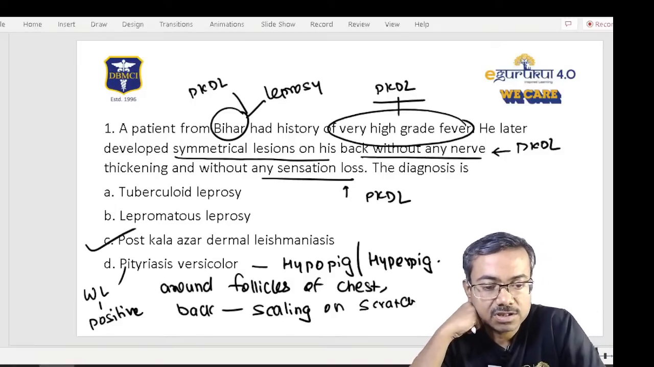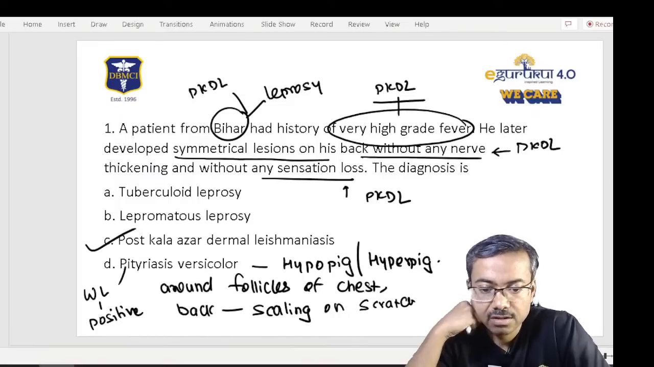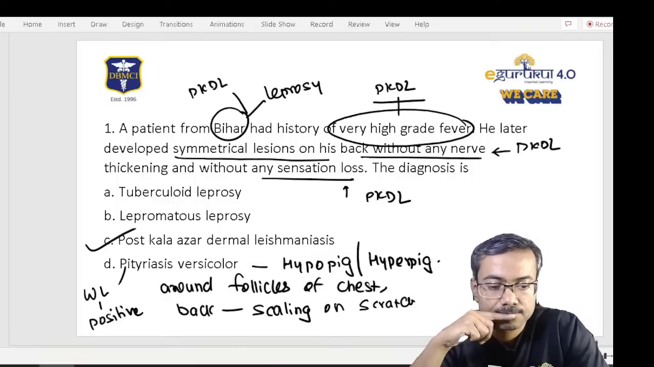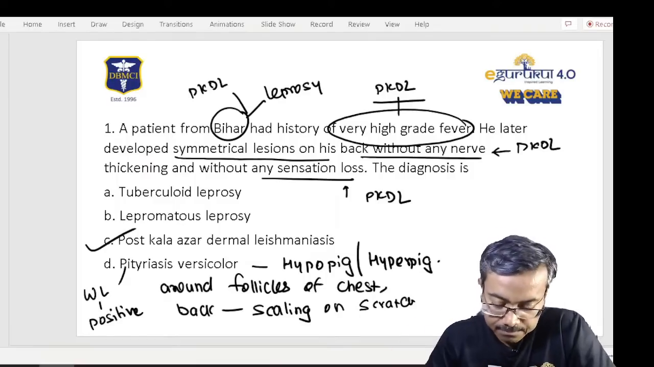Manoj, which question bachche are we talking about? Why not see? It is C, PKDL. It is C, alright? Okay.